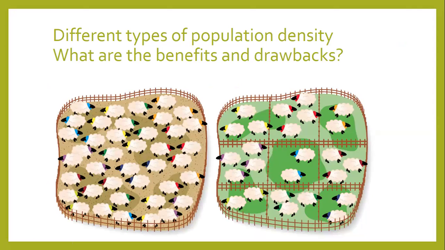Different types of population densities. What are the benefits and the drawbacks? I want you to look at these two methods of farming. I'd like you to look at the method on the left, and I'd like you to look at the method on the right.